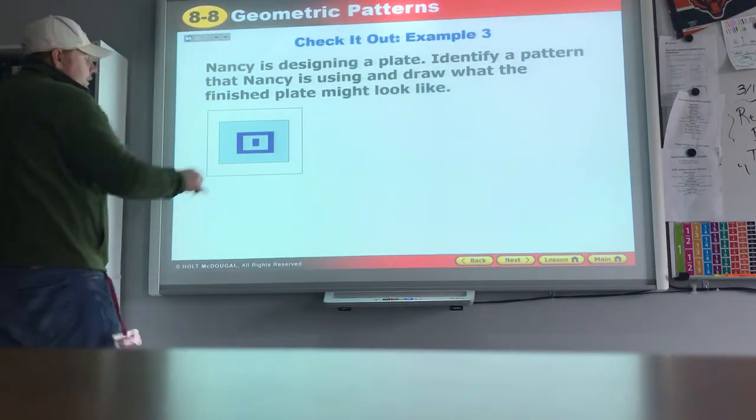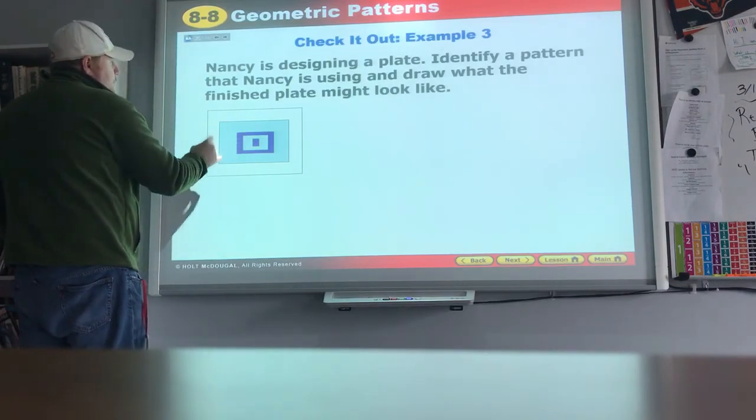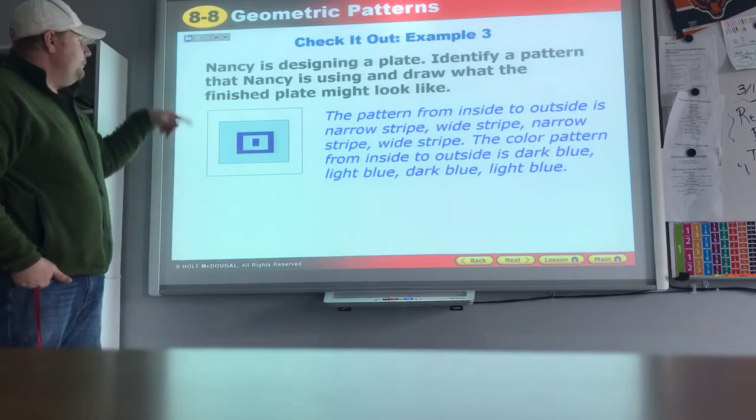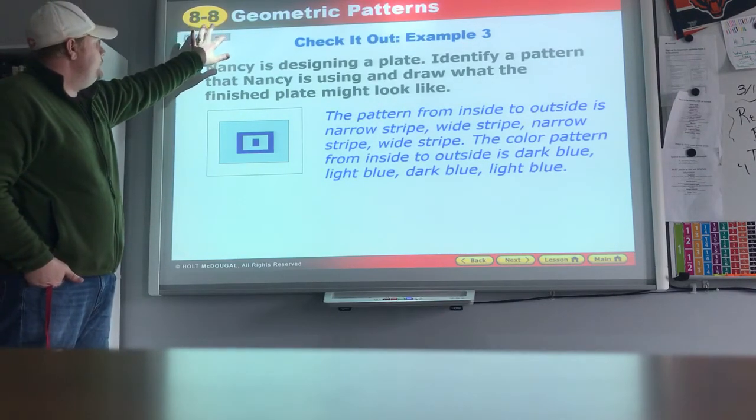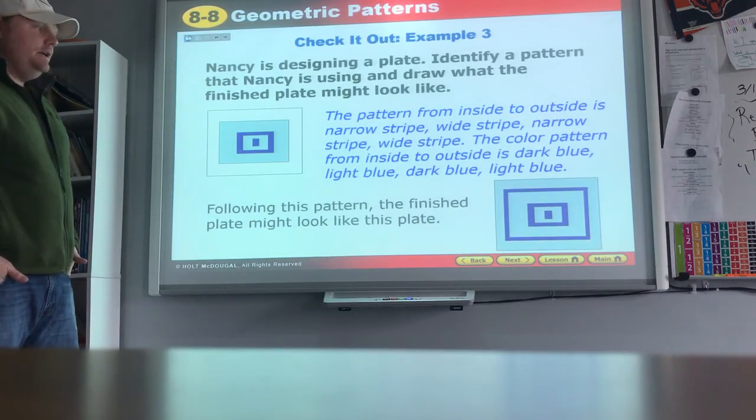This one. Purple, blue, purple, blue. So, I would guess we'd go purple and then blue. And we've got our design.